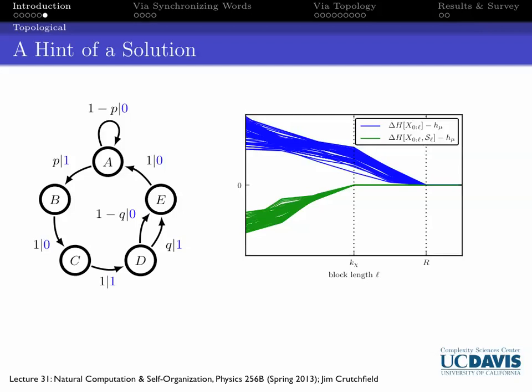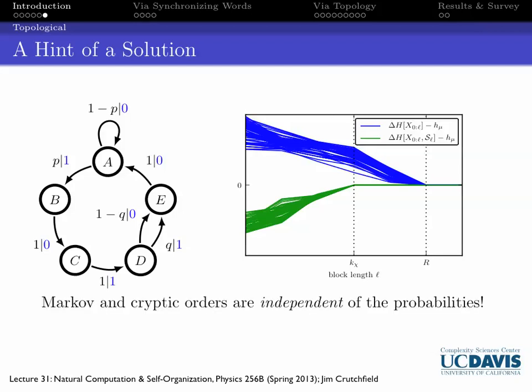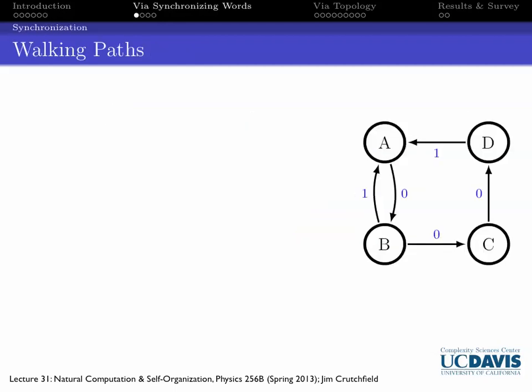Okay, so like I said, the Markov and Cryptic orders are independent of the probabilities, and therefore they only depend on the topologies. So now let's focus on topologies and what those tell us about the machines. And we're going to switch to a different machine because this one's a little large. And we're going to look at this one over here.